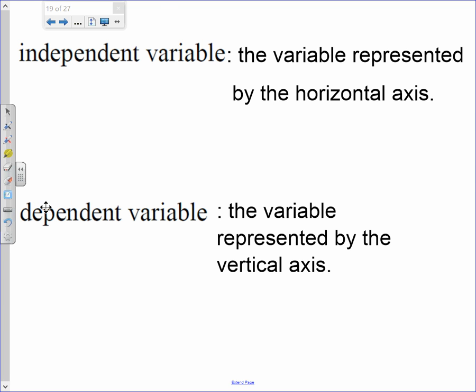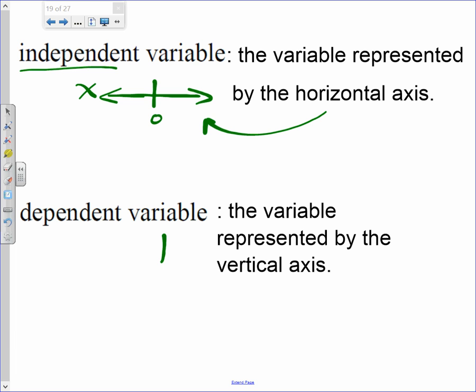Now, what do I mean by the horizontal axis? Well, the horizontal axis is this axis, the x-axis. That's always going to be your independent variable, the x. So the number line that starts at 0 and goes left and right, that's your horizontal axis. Go and do that on your notes. That's always your independent variable. Whereas the dependent variable is the variable represented by the vertical axis, which is your y-axis. You have a horizontal axis, which is your independent, and you have your vertical axis, which is your dependent.